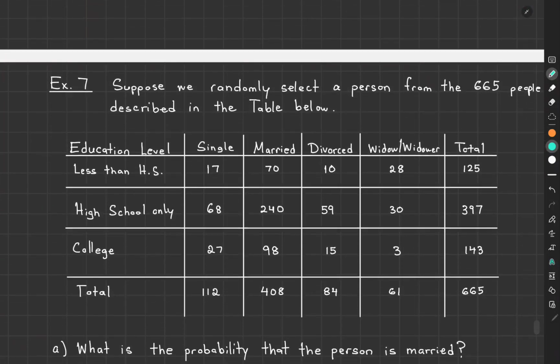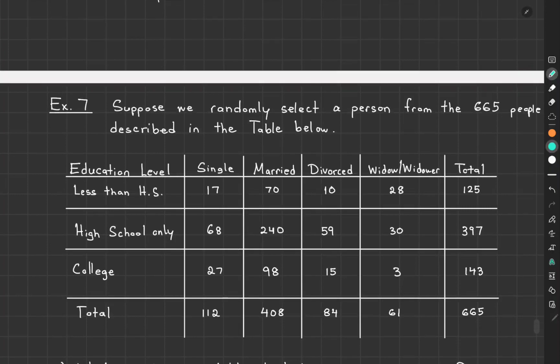All right, now let's look at one last example. So, we've got this table here of 665 people. Suppose we're going to select one person at random from this table. So this table is showing people organized by both education level and marital status. So marital status is this way, education level is this way. You've got less than high school education, only a high school education, or a college education. And you've got single people, married people, divorced, and widowed.